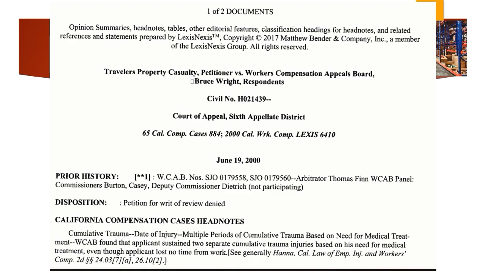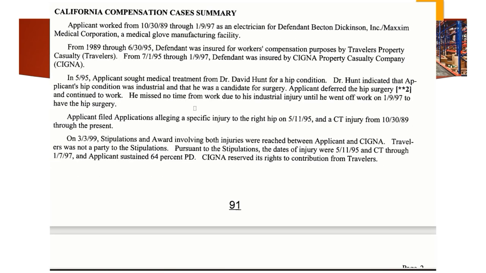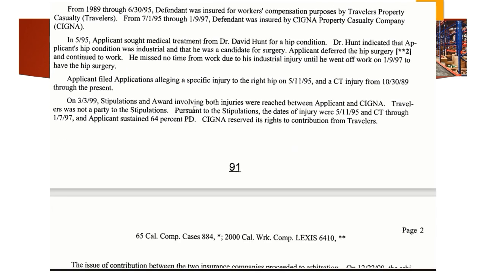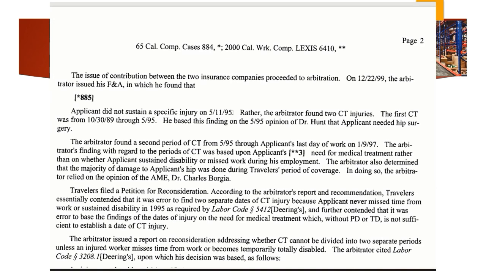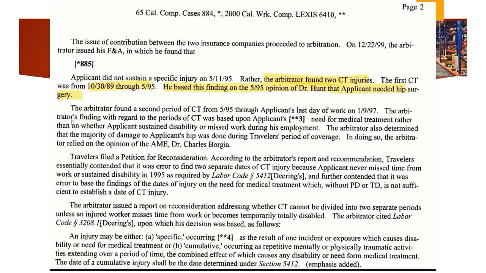Okay, so here's the case. This is Wright versus the WCAB. And just a couple of facts about this case. In this case, the arbiter found 2 cumulative trauma injuries. The first was from the beginning of the work relationship through May of 1995, when Mr. Wright first got his opinion from Dr. Hunt that he needed surgery and that the surgery was related to the workplace duties.